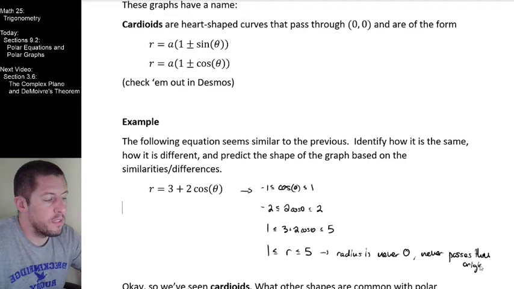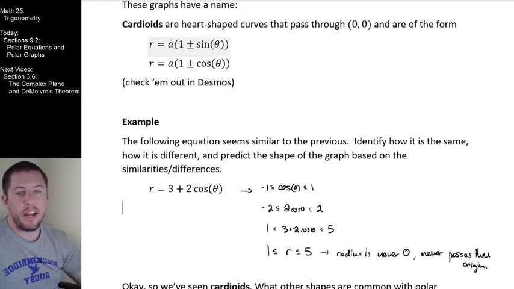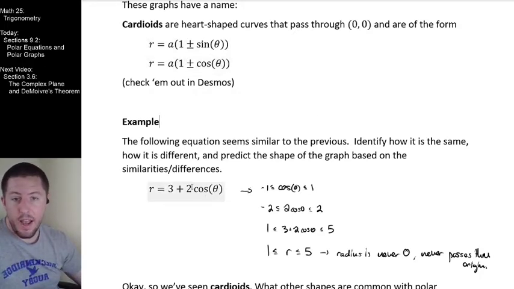Specifically, with cardioids, the reason why this a is factored out front is because as long as the coefficient in front of sine is the same as the constant right here, then they're going to pass through the origin. This one does not have that going on. The 2 is different than the 3, so it's not necessarily the case that it's going to pass through the origin. So just some little bits of manipulation like this can help you identify features of the graph.